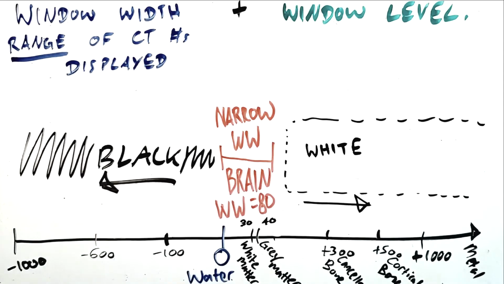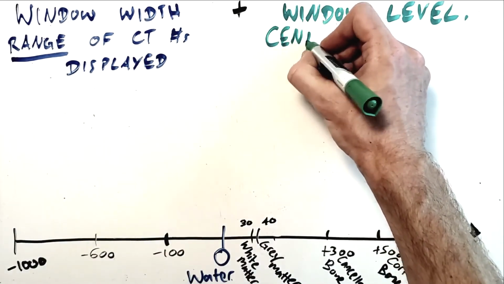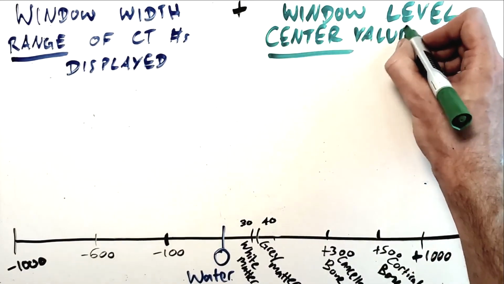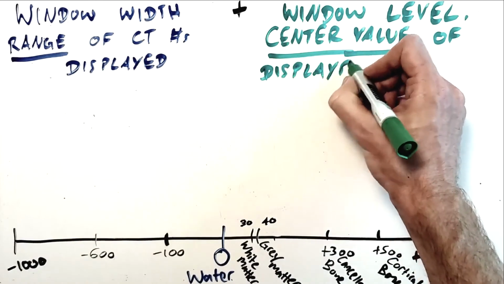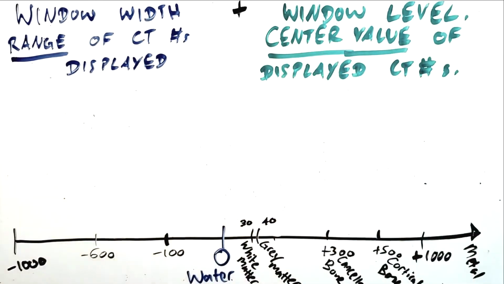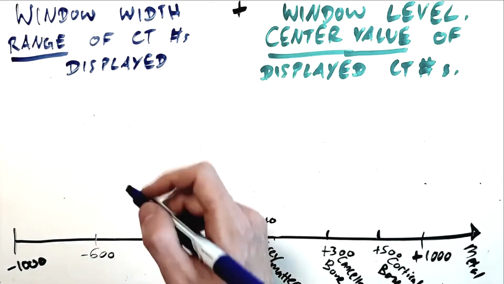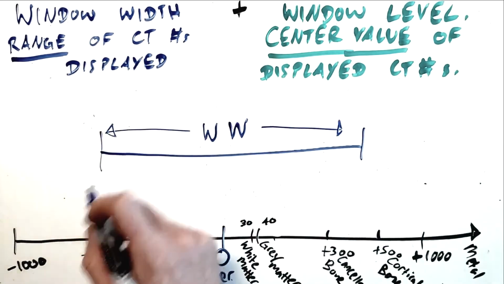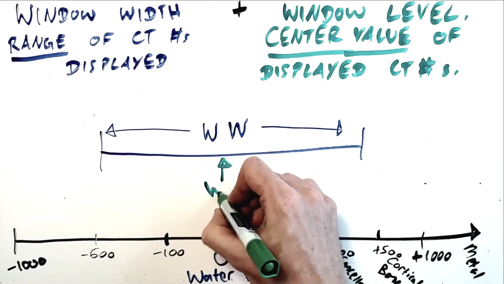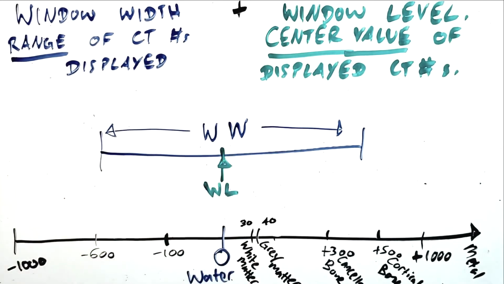As well as controlling how widely distributed our grayscale is across CT numbers, we can also control where that grayscale is centered, and this center point is referred to as the window level. With window width, we're asking how close or how far apart are the densities that we're looking at, whereas with window level, we're simply asking, are we looking at high density or low density structures?